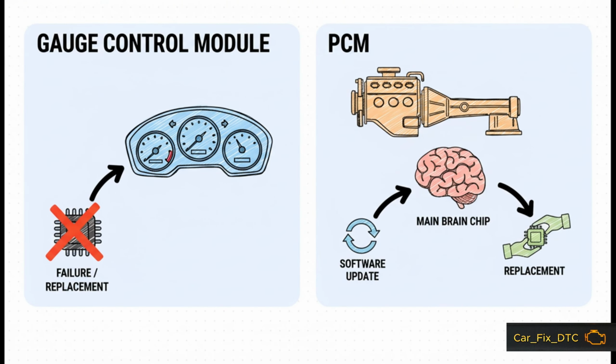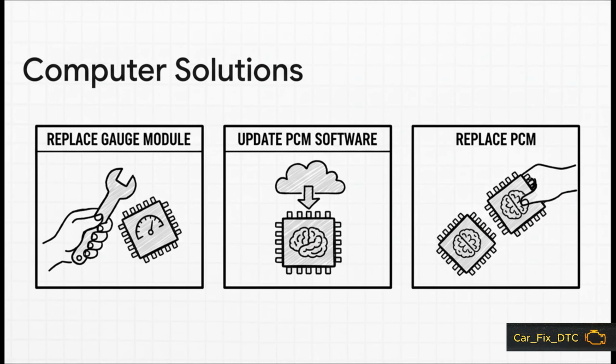On one hand, you've got the gauge control module. Think of this as the brain for your instrument cluster. It's running your speedometer, your gauges, and yep, those warning lights. If it fails, it can just stop communicating. On the other hand, you have the PCM, the big boss, the main computer for the whole engine and transmission. A fault here sounds like a huge deal, but sometimes it just needs a simple software update, kind of like your smartphone. So what are the solutions at this stage? Well, it could be as simple as getting your PCM software updated at a dealership to fix known communication bugs. Or it could mean you need to replace a faulty gauge control module. And then, really only as a last resort, you might have to replace the PCM itself.